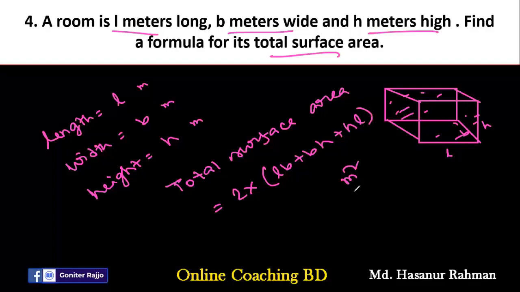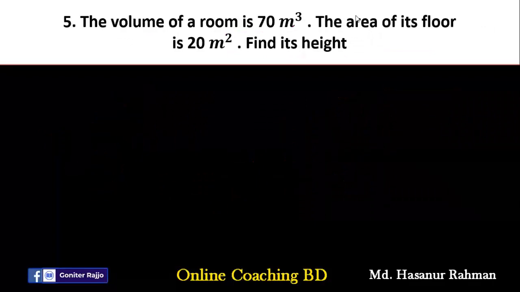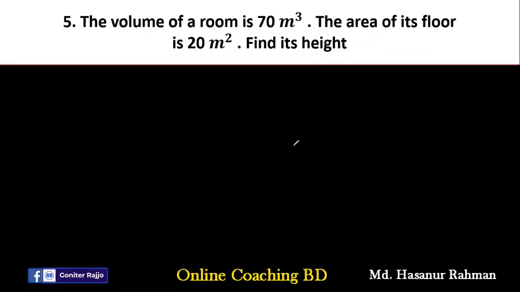This is the important thing. So be careful about this one. L will be there 2 times, B will be there 2 times, H will be there 2 times. Okay, be careful. Now number 5. Number 5 says the volume of a room is 70 meter cube.